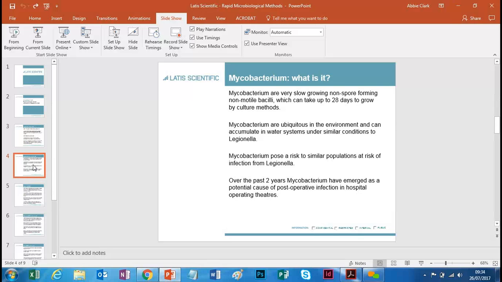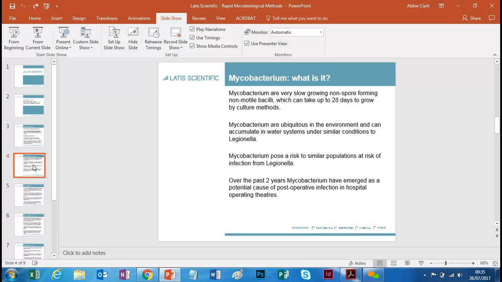Mycobacterium, in this case we're not talking about Mycobacterium tuberculosis, we're talking about non-tuberculous Mycobacterium, and they're very slow growing, non-spore forming, non-motile bacilli, which is rod-shaped bacteria, and these can take up to 28 days to grow by culture methods, whether you're growing them in agar or in broth systems. They're relatively ubiquitous in water and soil in the environment, and they can accumulate in water systems under similar conditions to those where Legionella proliferates.